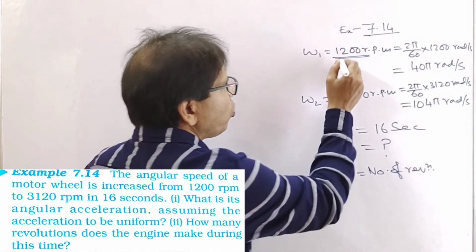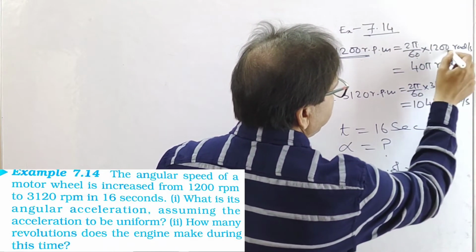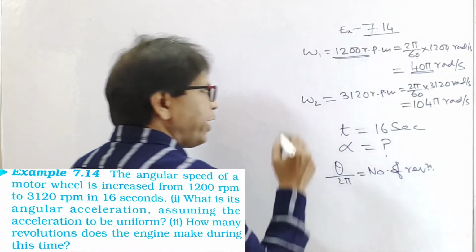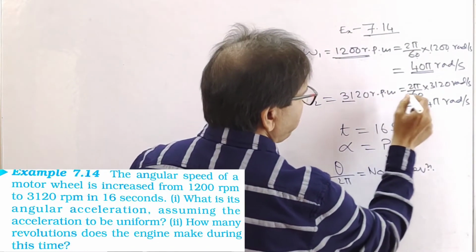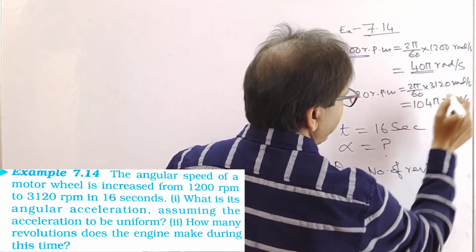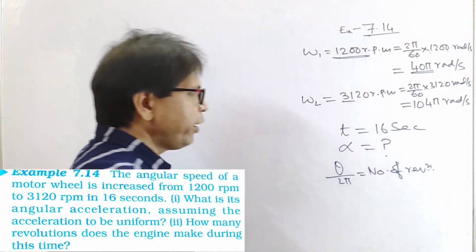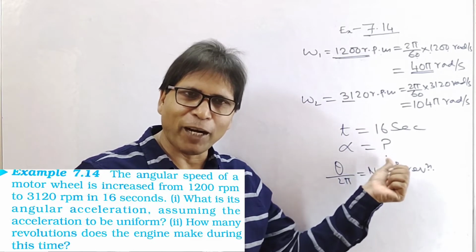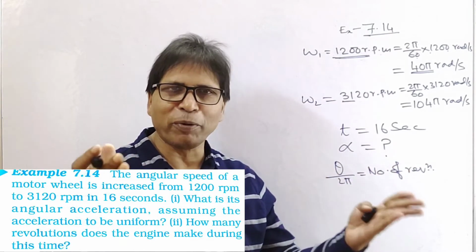So 1200 rpm means 2 pi by 60 into 1200. Now this becomes 40 pi radian per second. In the same way, 3120 rpm is 2 pi by 60 into 3120 radian per second, that is 104 pi radian per second. t equal to 16 seconds. We have to calculate alpha and theta by 2 pi, that is the number of revolutions.